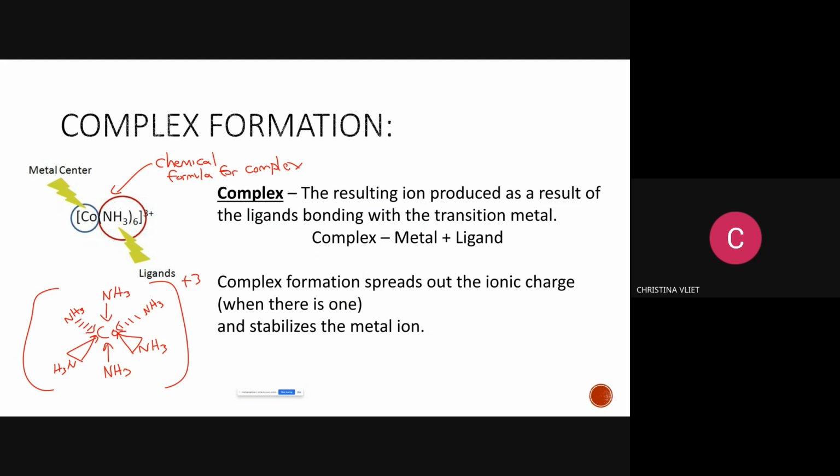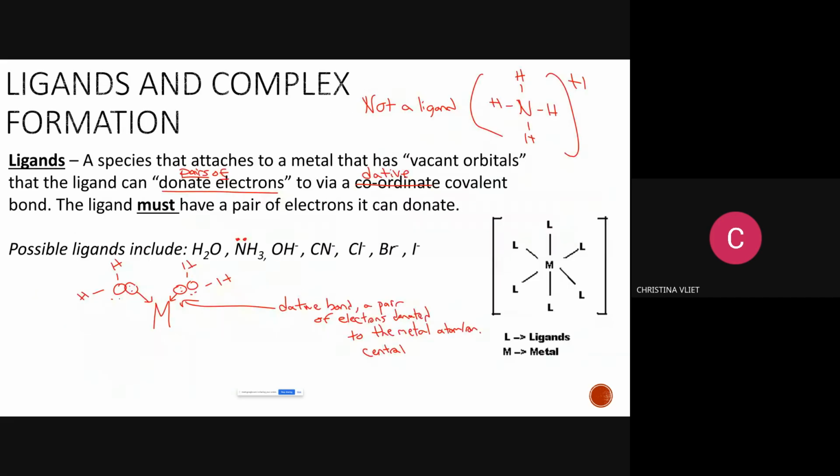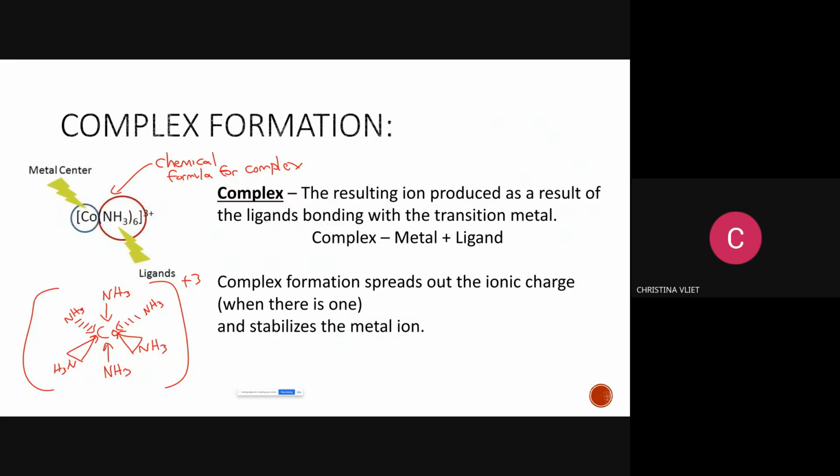You're going to have parentheses around your ligand, and you're going to have brackets around your complex. So yes, remember in math, it's kind of that thing where the first parentheses is a parentheses and the second parentheses is a brackets. This is what's going on here. All right, so why do these form? Part of it is that when you form your complex formation, it spreads out the ionic charge around a larger area, which stabilizes the metal ion.